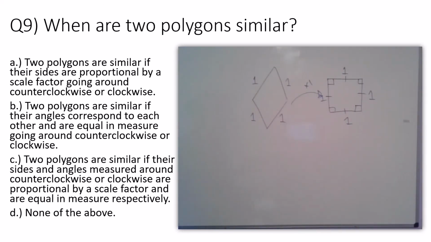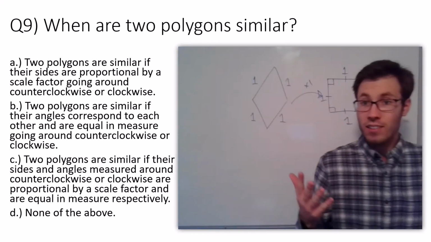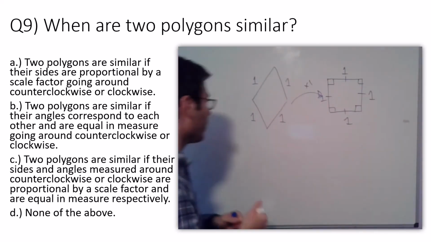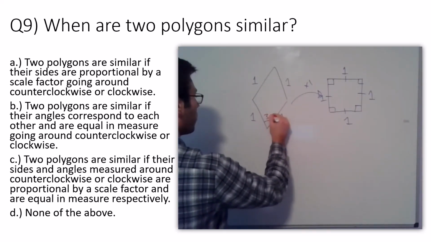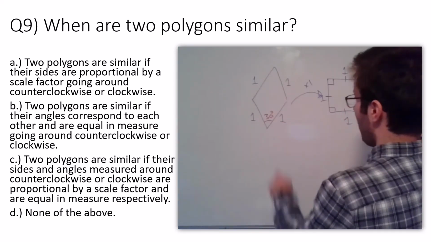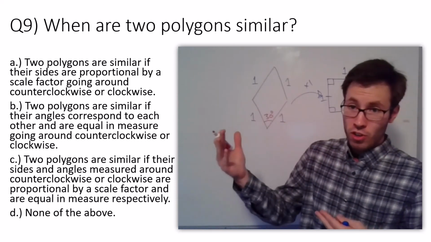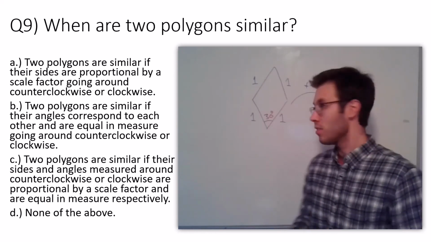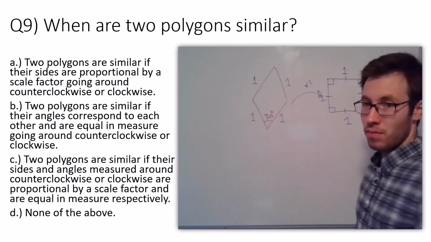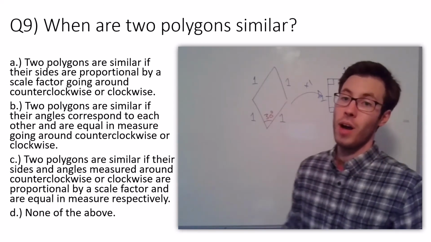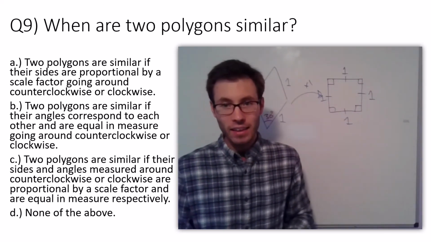Is this a similar transformation? Not necessarily, because this angle right here, just looking at our diagram, let's say that was 30 degrees. A similar transformation is an angle-preserving function. Are these the same angle? No, they are not. So this is not a similar transformation. So option A is sadly not correct.